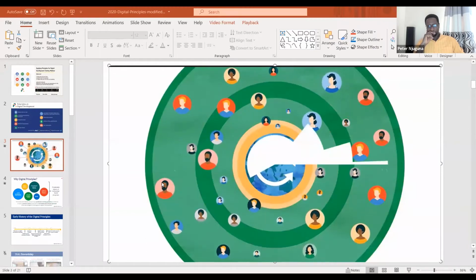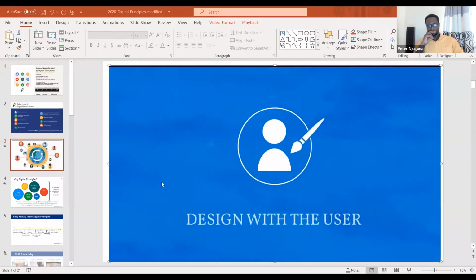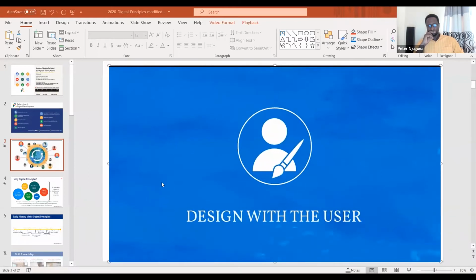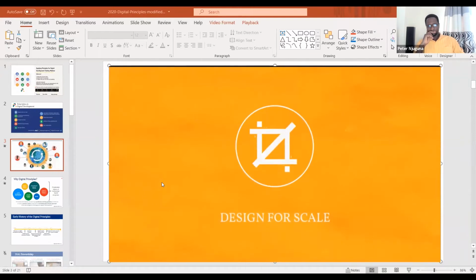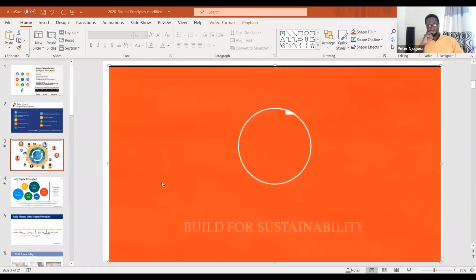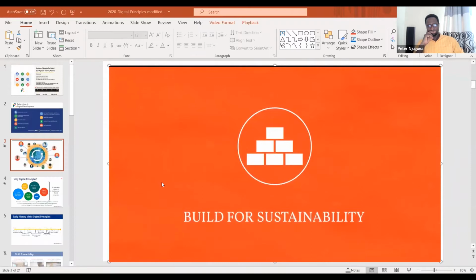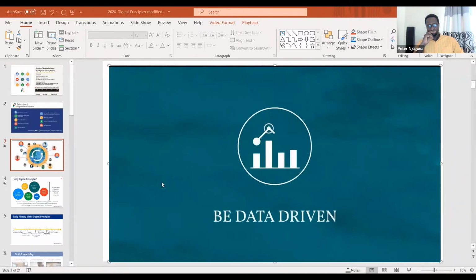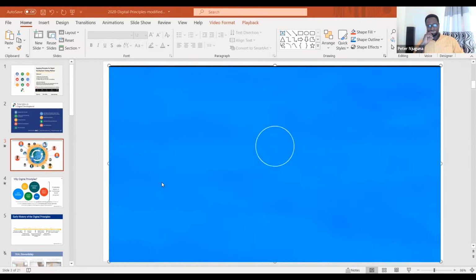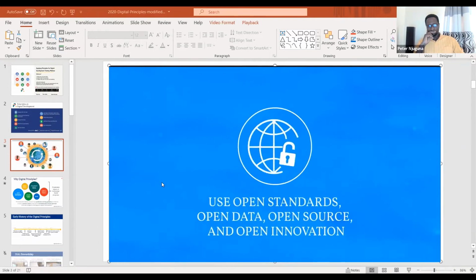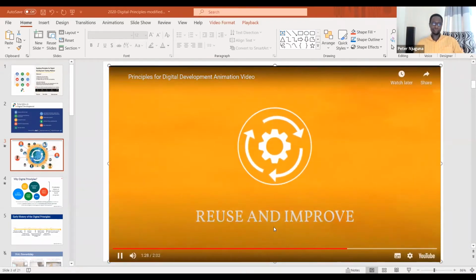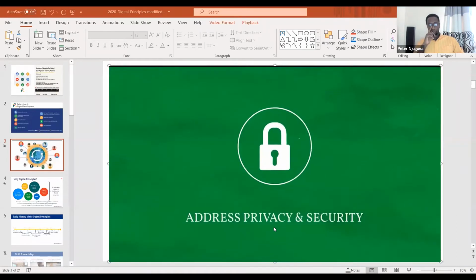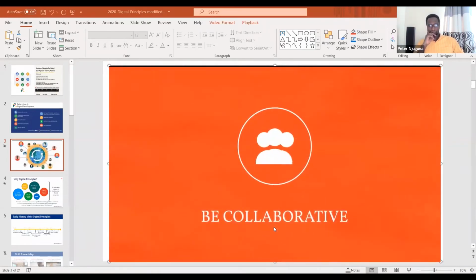So what are the specific principles? They include design with the user, understand the existing ecosystem, design for scale, build for sustainability, be data-driven, use open standards, open data, open source, and open innovation, reuse and improve, address privacy and security, be collaborative.